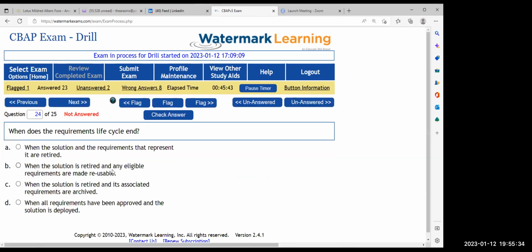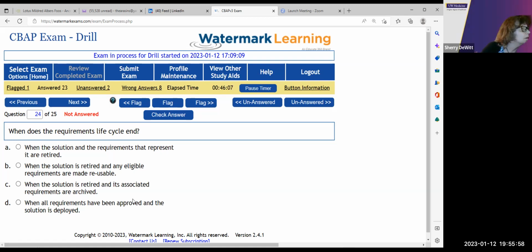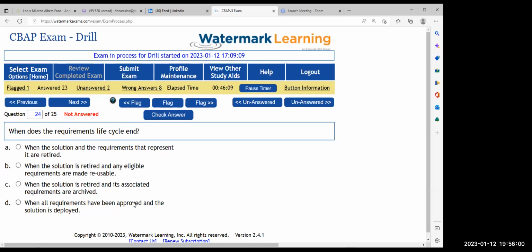Good job. When does the requirements life cycle end? When the solution and requirements that represent it are retired? When the solution is retired and any eligible requirements are made reusable? When the solution is retired and its associated requirements are archived, not achieved? When the requirements have been approved and the solution is deployed? I think it's A, when they're retired. Yes, me too. Let's check it.